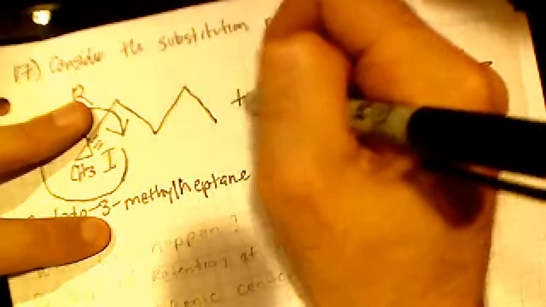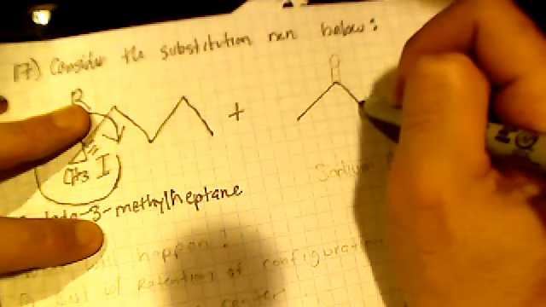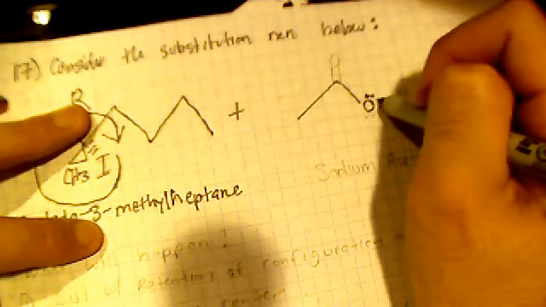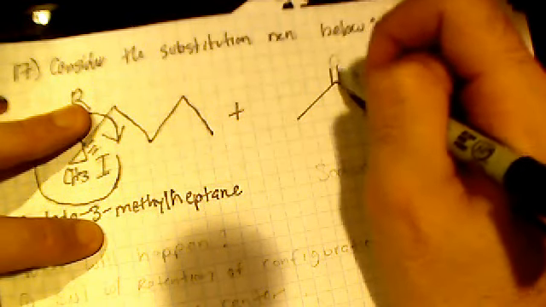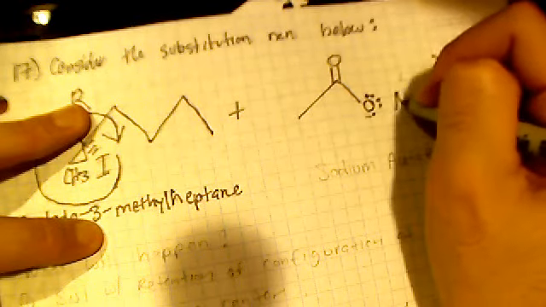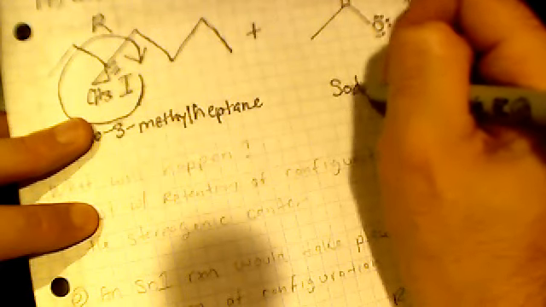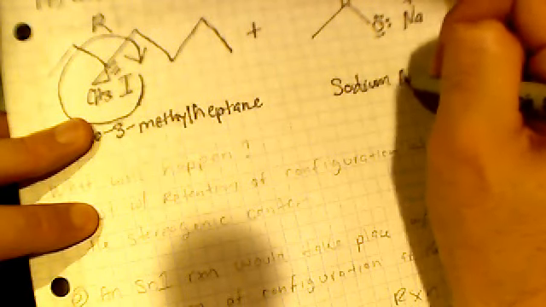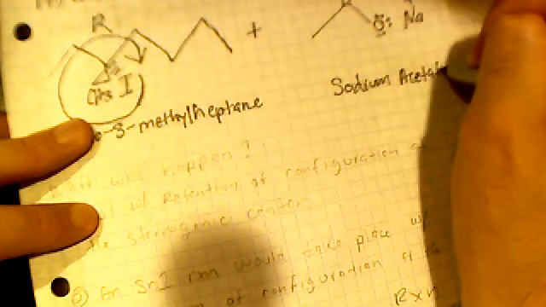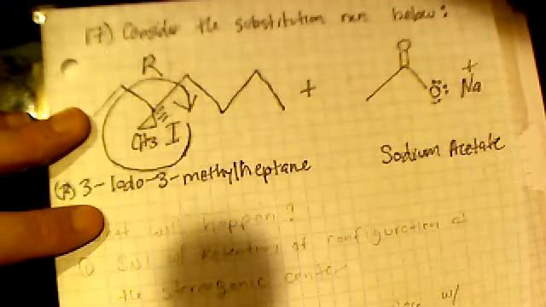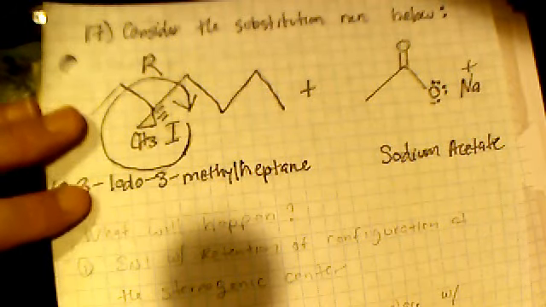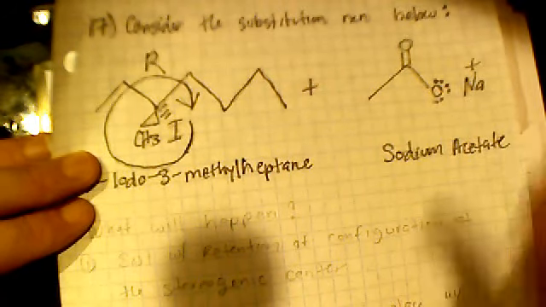And we're treating it with sodium acetate. So we have the acetate anion, which is the base version of the acid, of carboxylic acid. It's the conjugate base of carboxylic acid. So, okay, what will happen? That's what they want to know.